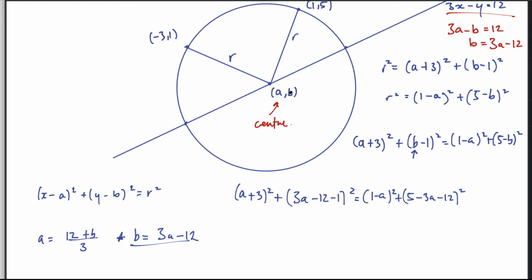If I'm labeling the center AB, and then using the distance formulas for R, because we're given these 2 points, -3, 1 and 1, 5 on the circumference, we have the distance from the center of a plus b all squared plus b take 1 all squared, and then 1 take a all squared plus 5 take b all squared. That's how we would find the distance of R from the center.